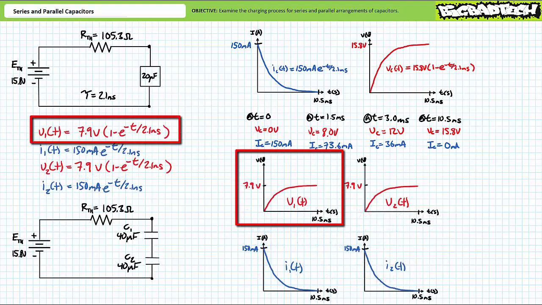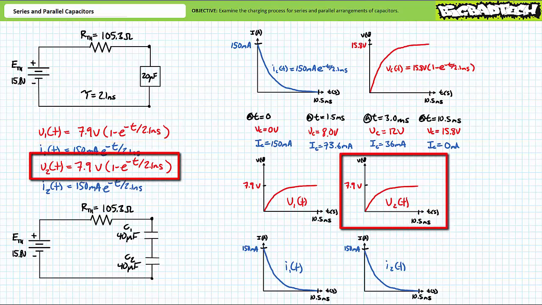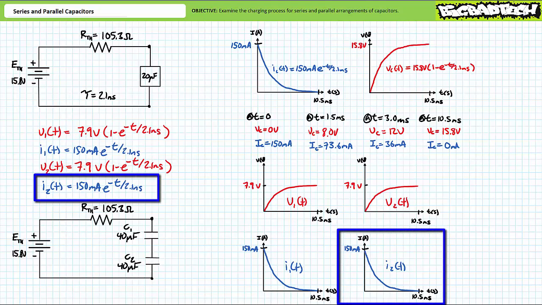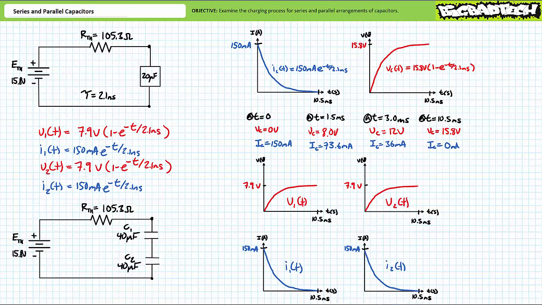For the series arrangement of equal capacitors, you could express voltage across C1 as V1 of t equals 7.9 volts times 1 minus e to the negative t over 2.1 milliseconds. Voltage across C2 as V2 of t equals 7.9 volts times 1 minus e to the negative t over 2.1 milliseconds. Current through C1 as I1 of t equals 150 milliamperes times e to the negative t over 2.1 milliseconds. And current through C2 as I2 of t equals 150 milliamperes times e to the negative t over 2.1 milliseconds. At any time, current through these series elements is the same, and voltage is apportioned equally.